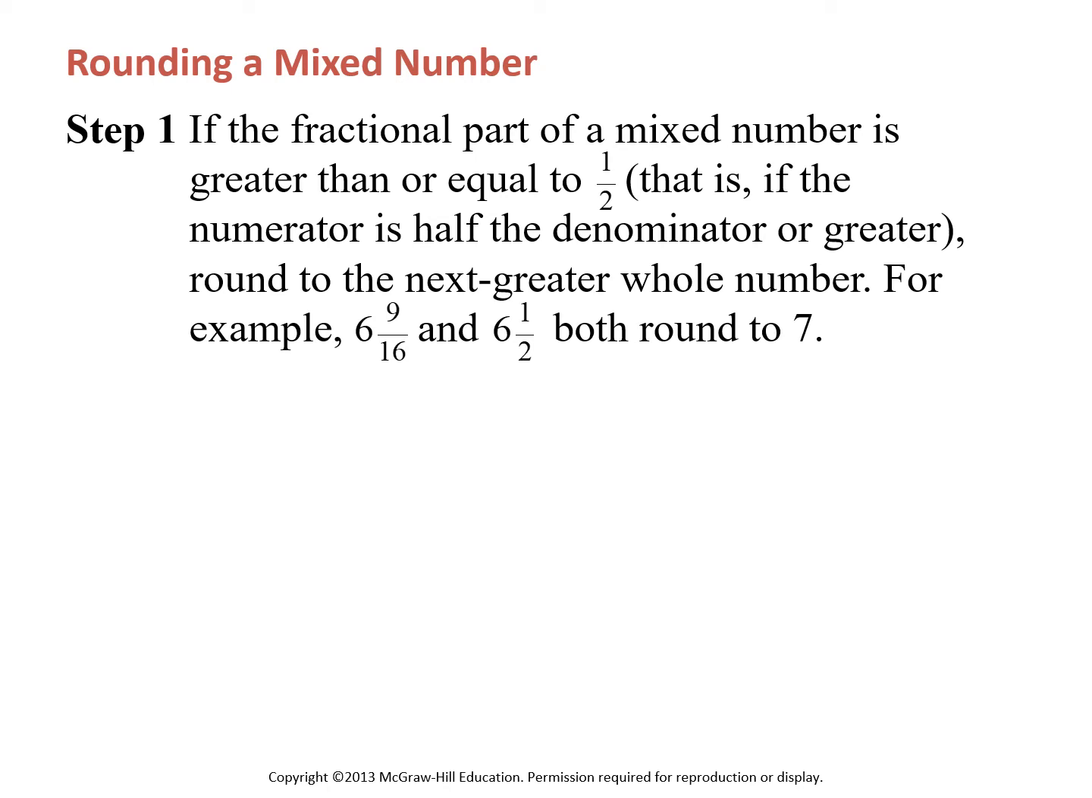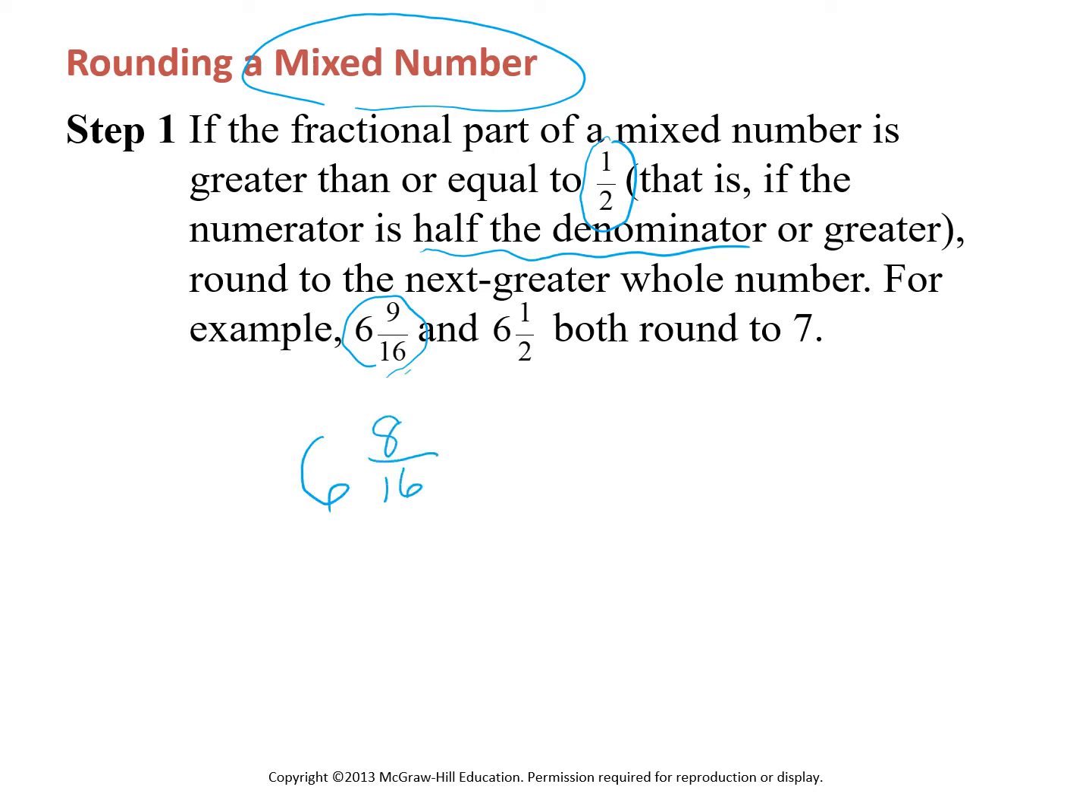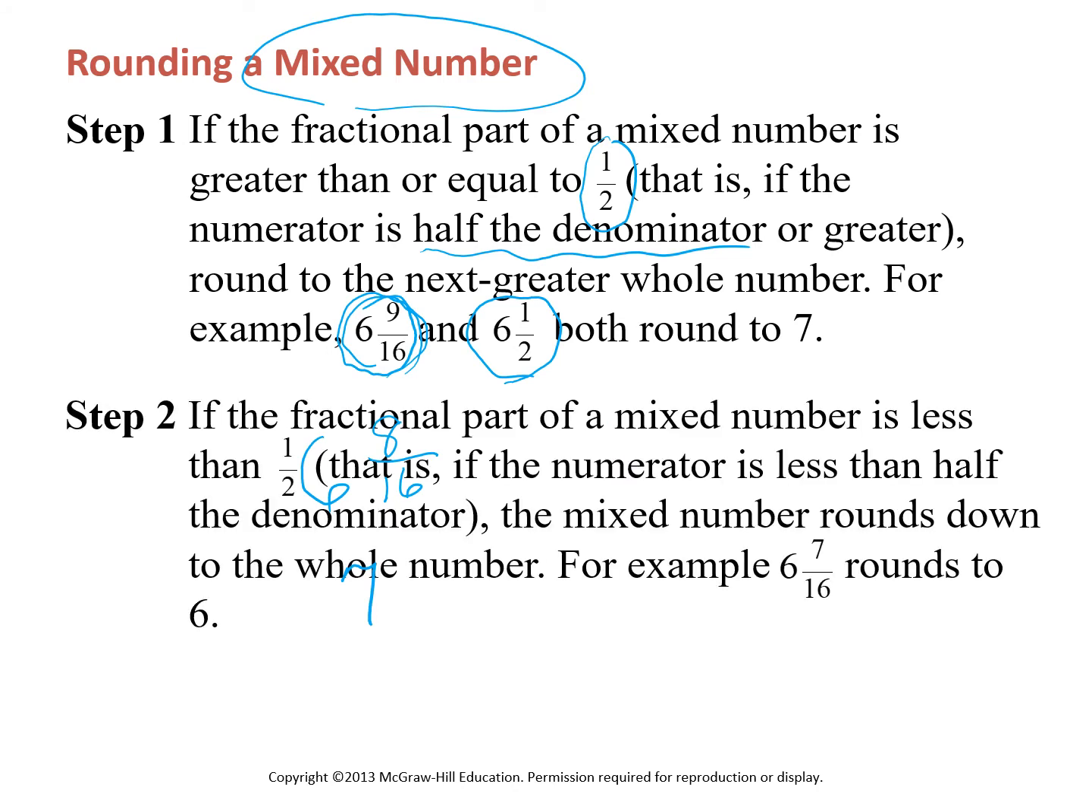To round a mixed number, we're going to look at the fractional part, and if the fractional part is half or more, we will round up, and if it's not, we will keep it the same. So we'll look to see if the numerator is half of the denominator or greater. So for example, when I have 6 and 9/16, we know 6 and 8/16 would be 6 1/2. So 6 and 9/16 would be more than 6 1/2, so that would round to 7. When we have exactly 6 1/2, we'll also round up to 7. So 1/2 or more, and we will round up.